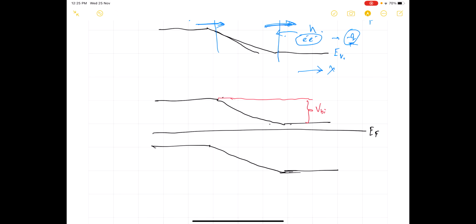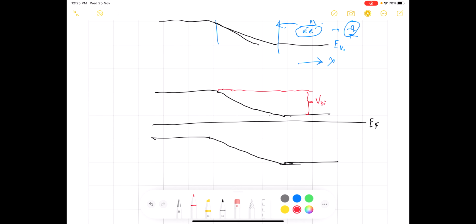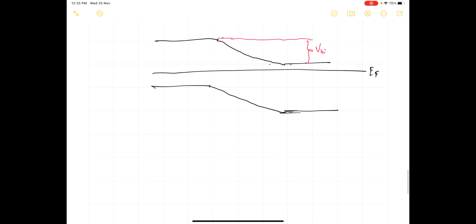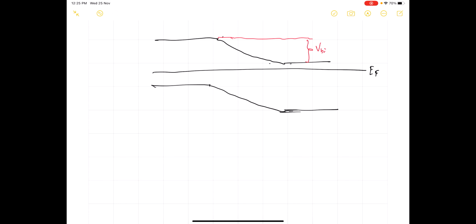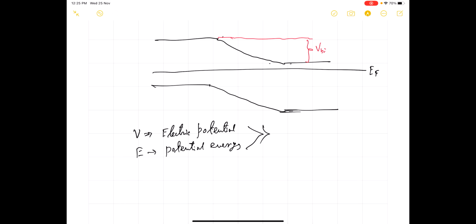Now the built-in potential which we are talking about is this much, VBI. Now there is a simple relation which I already explained in the previous class, the relation of electric potential with the electric field. Say, if V is the electric potential and if E is the potential energy, then the relation is that Q into V is equal to E.